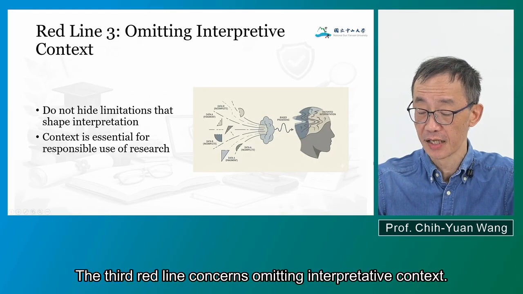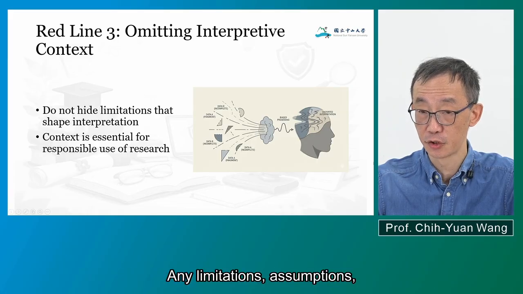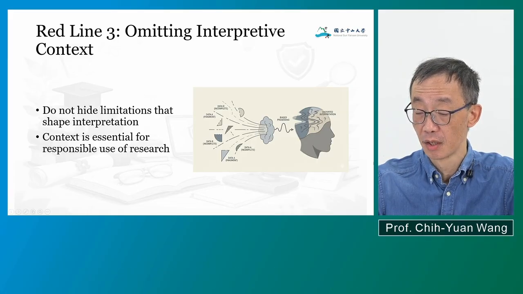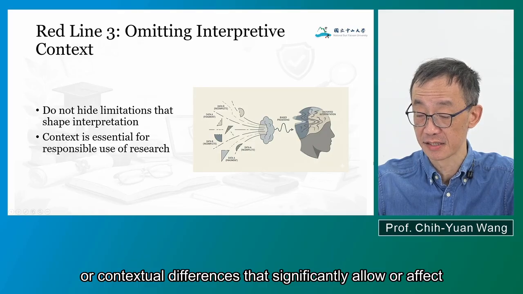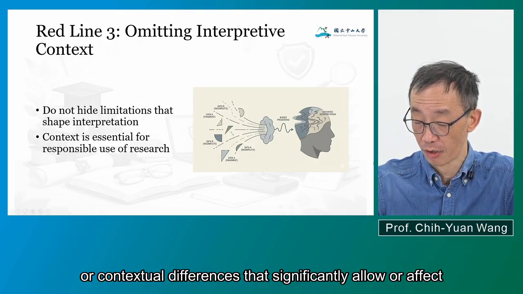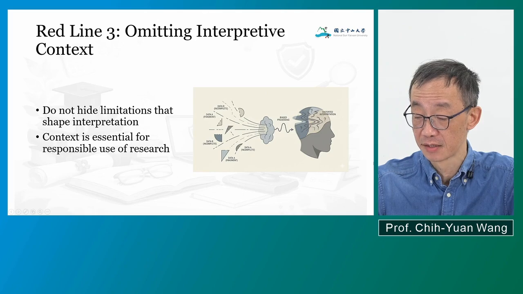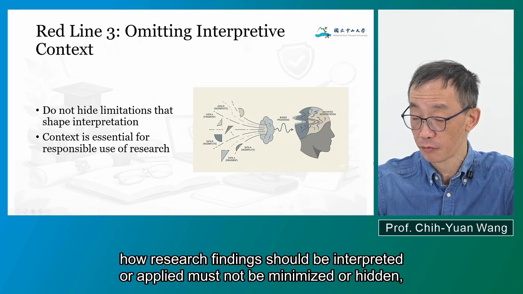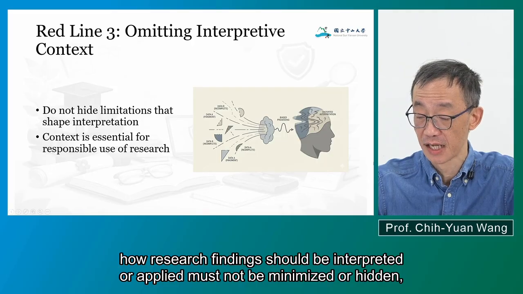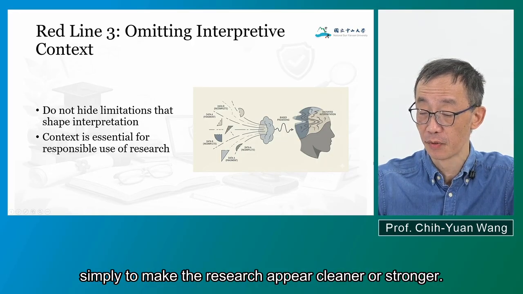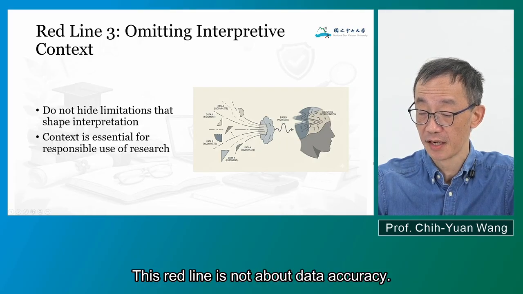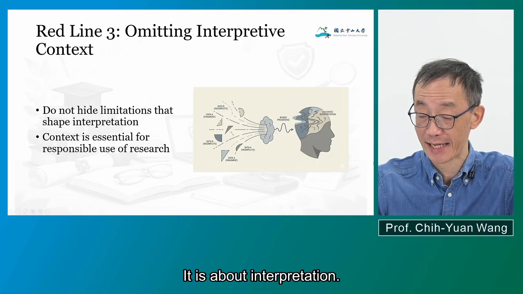The third red line concerns omitting interpretative context. Any limitations, assumptions, or contextual differences that significantly affect how research findings should be interpreted or applied must not be minimized or hidden simply to make the research appear cleaner or stronger. This red line is not about data accuracy, it is about interpretation.